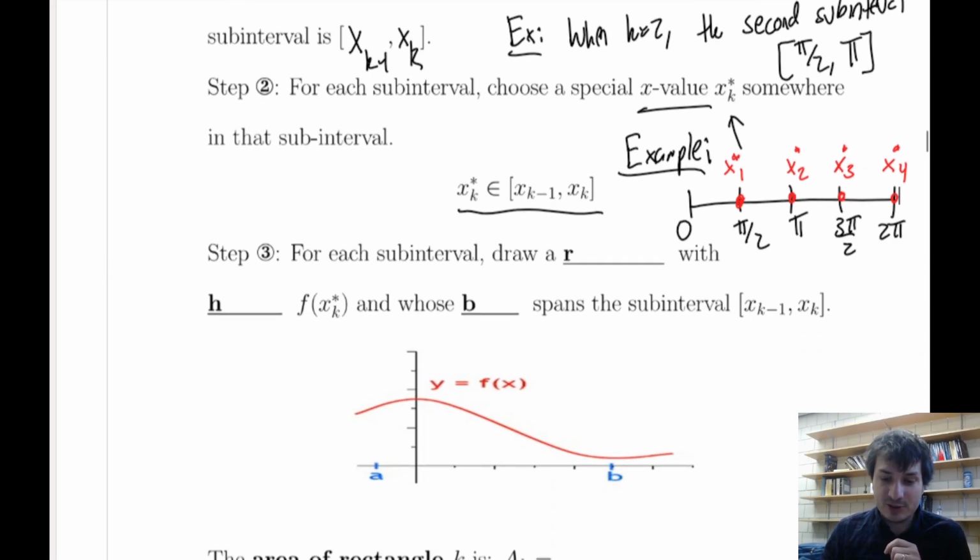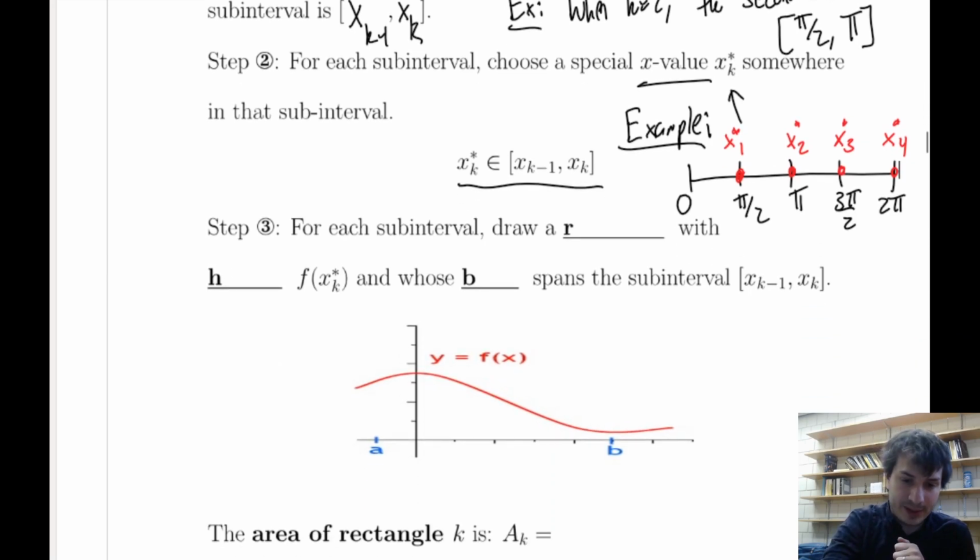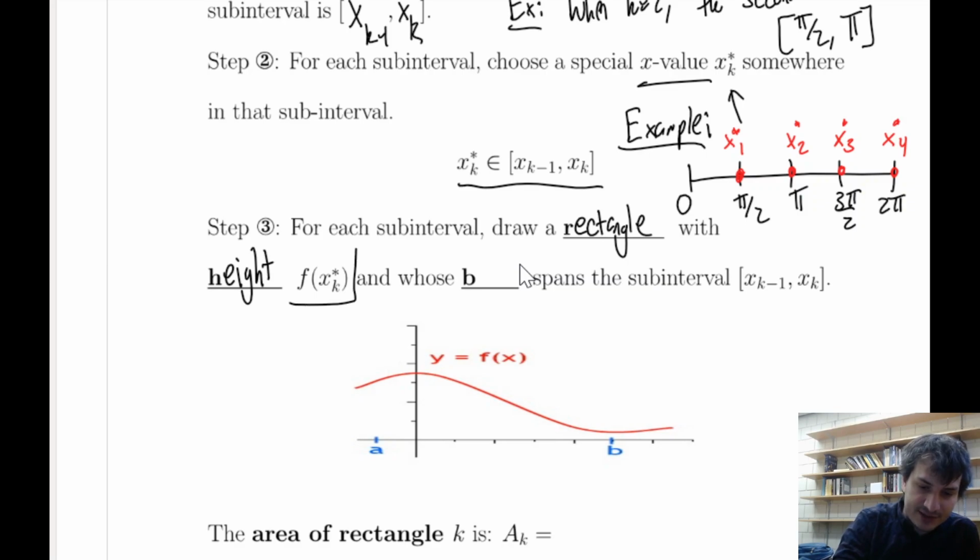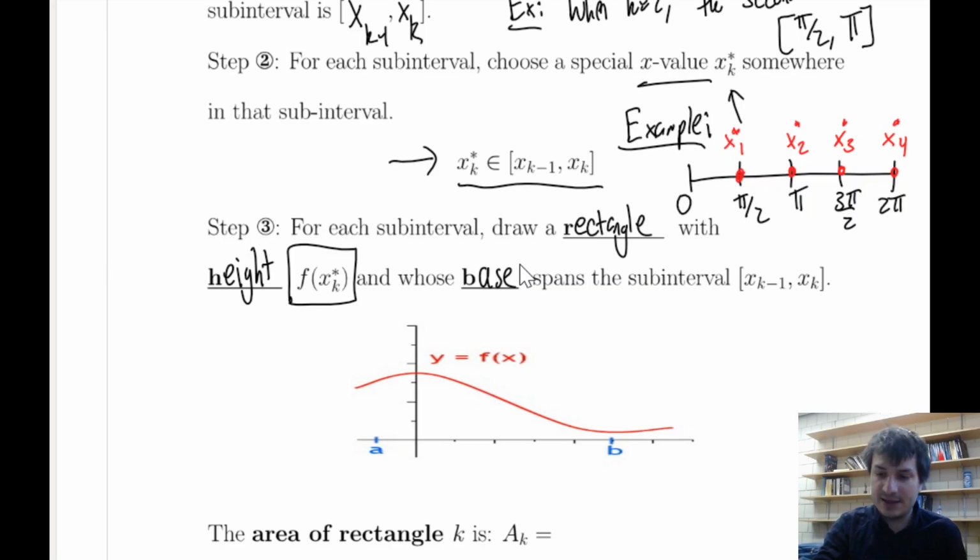For each subinterval, draw a rectangle with a height of f of x star. So the height of the rectangle is the value of the function at the special point you chose in step 2. The base of that rectangle spans the entire subinterval, xk to xk minus 1.